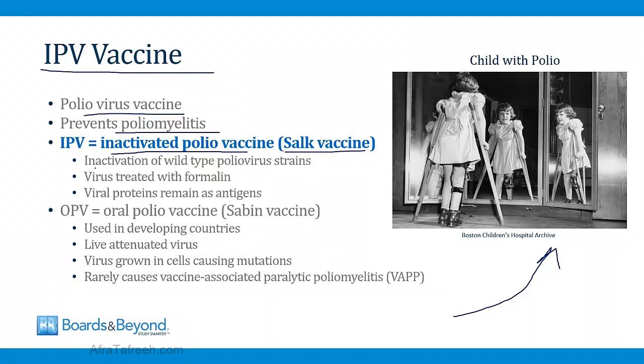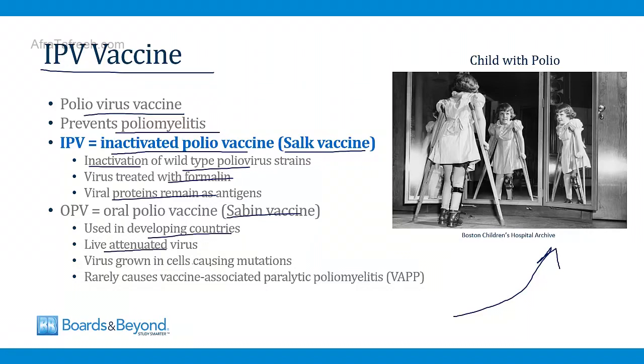This vaccine is made through inactivation of wild-type poliovirus strains. They're treated with formalin, which kills the virus, but the viral proteins remain as antigens and elicit an immune response. There is another way you can vaccinate against poliovirus using an oral vaccine. This is called the Sabin vaccine. This isn't used in the United States, but it's used in developing countries. The oral vaccine contains a live attenuated virus.